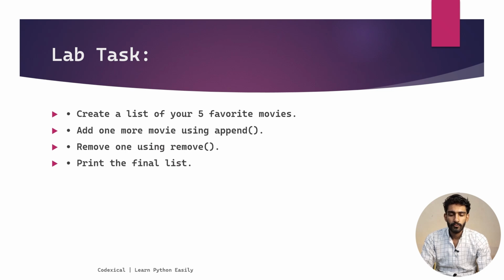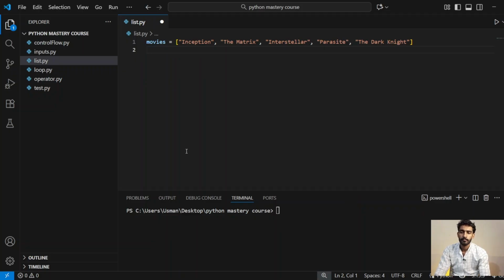In this lab task, we will create a list of 5 favorite movies, add one more movie using the append function, remove one using the remove function, and print the final list. This is the simple program. We will create it on VS Code. So let's go to the lab session.